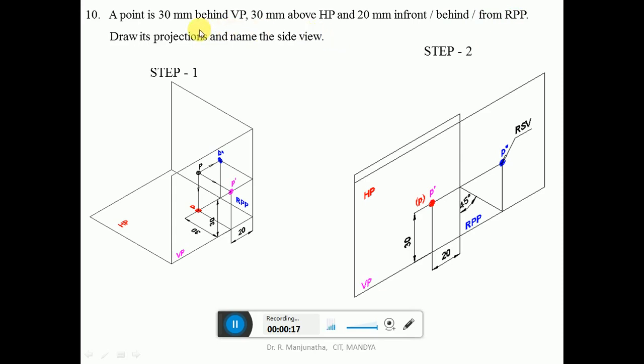This is very similar to the previous problem, wherein it was 30 mm behind VP, 30 mm above HP, and 25 mm in front of LPP. Since the condition given here is behind VP and above HP, obviously this point is in the second quadrant, and it is from RPP. Since it is behind VP, it is behind RPP. So name the side view. In the profile view, what you are going to get is the right side view.